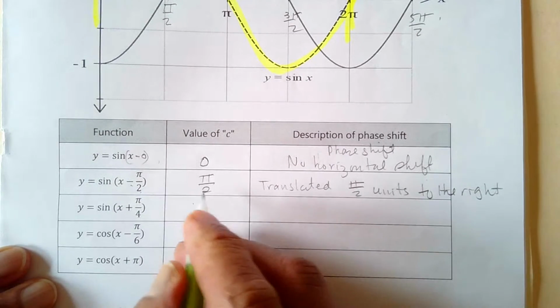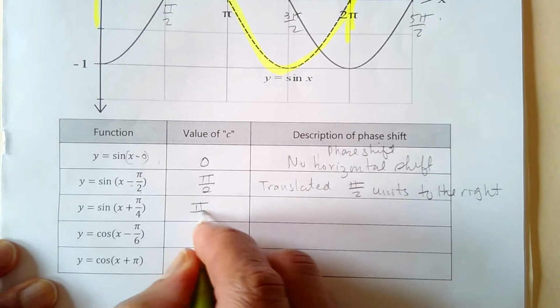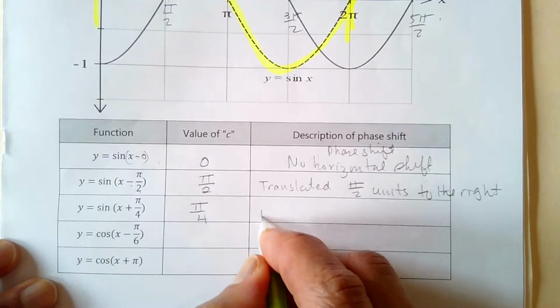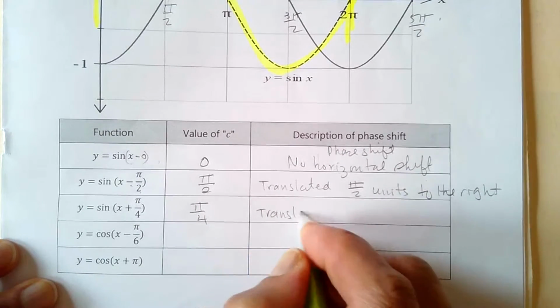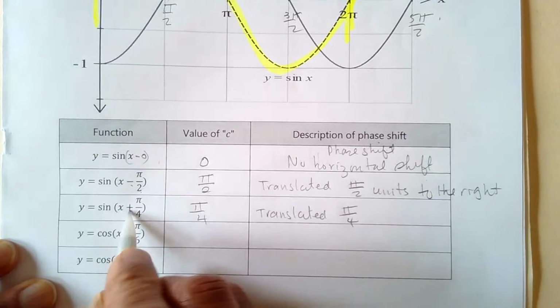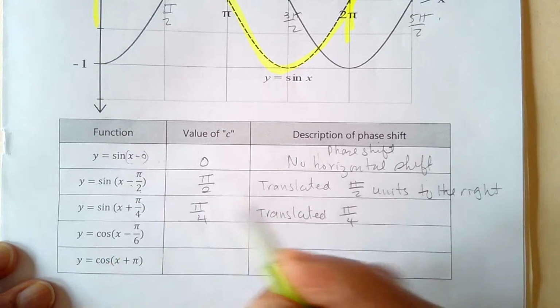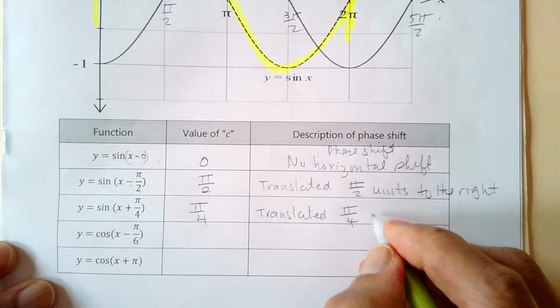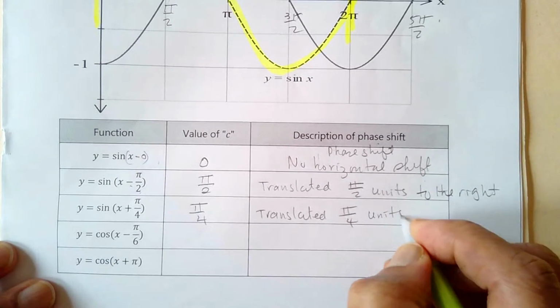Now, this is the value of c, which is pi over 4. It's translated pi over 4 units. Because it's positive, it's translated pi over 4 units to the left.